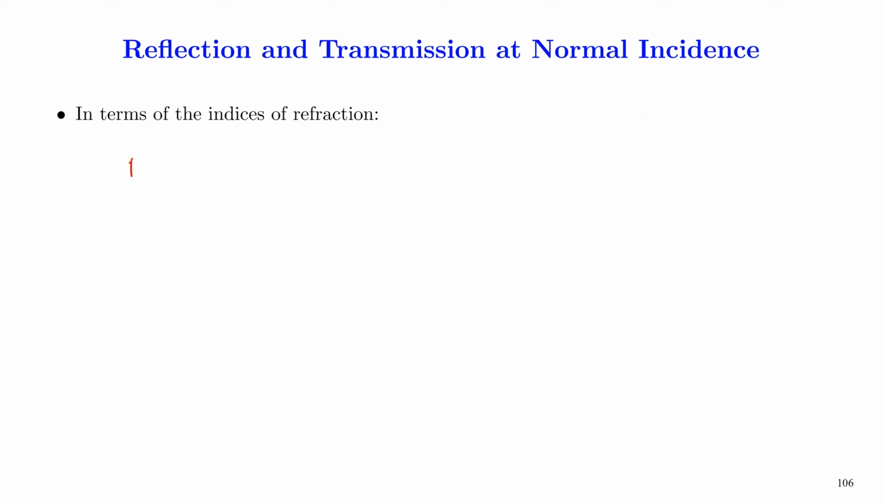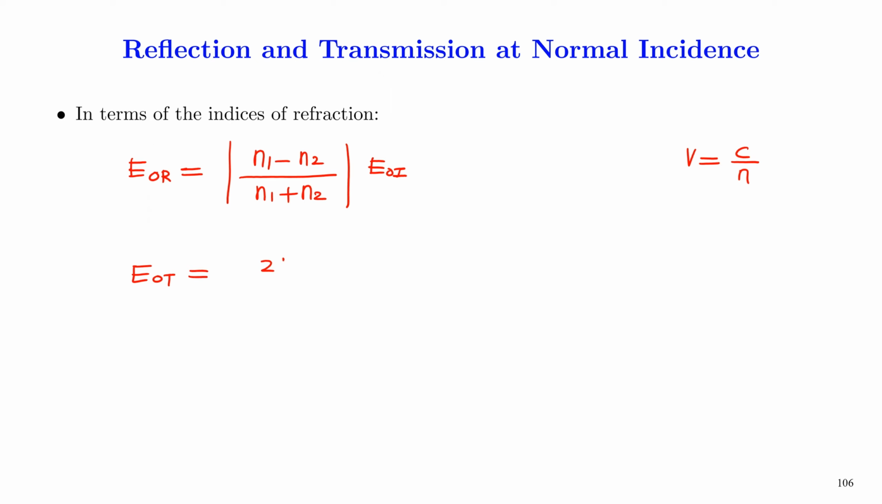In terms of the indices of refraction, E0R is equal to the modulus of N1 minus N2 over N1 plus N2 multiplied by E0I, because we have V equal to C over N, and E0T is equal to 2 times N1 divided by N1 plus N2 multiplied by E0I.